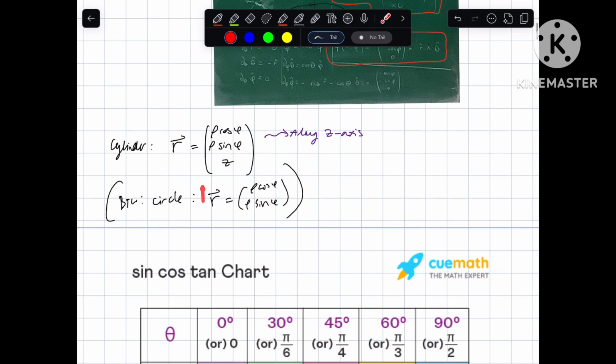Something of note is that a circle's thing is this. Sorry, my brain's a bit broken.